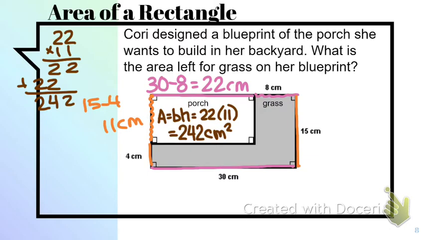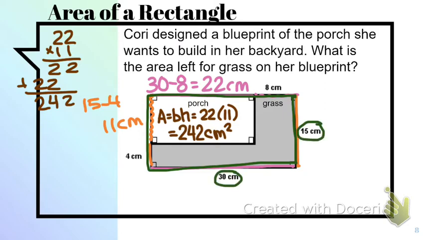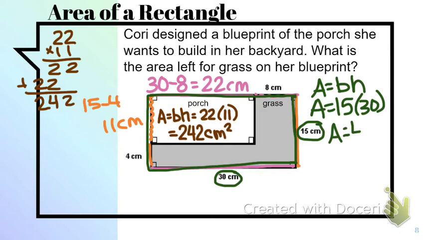But because the whole thing used to be grass, we can find the area of this entire rectangle right here and then just find the difference of the two. So that's what we're going to do. We know that the dimensions of that entire rectangle are 15 and 30. I always start with my formula, area equals base times height. Area equals 15 times 30. And if you work that out, you should get that area is 450 centimeters squared.